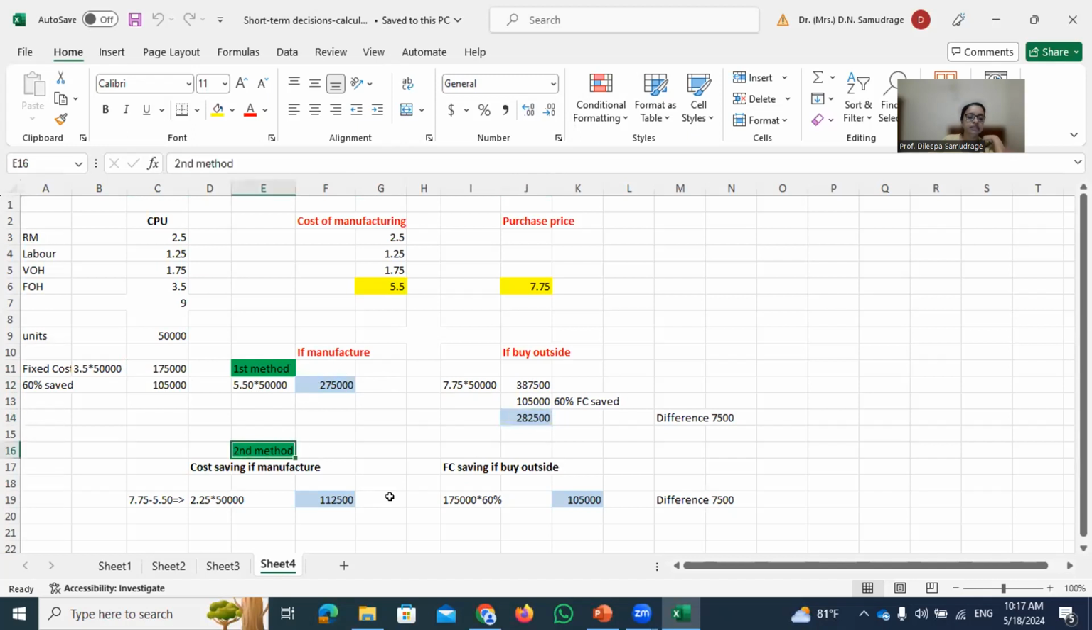Then the second method, right? So we can think from the cost saving side. If you buy it from outside, you have to pay 7.75. But if you manufacture, it costs only 5.50. So what is the gap? 2.25. So 2.25 into 50,000, right? Cost saving. So if you manufacture in your factory, you can save this amount.